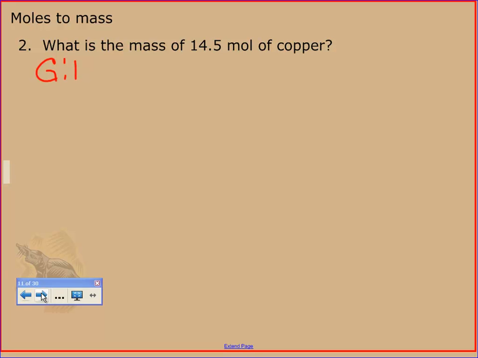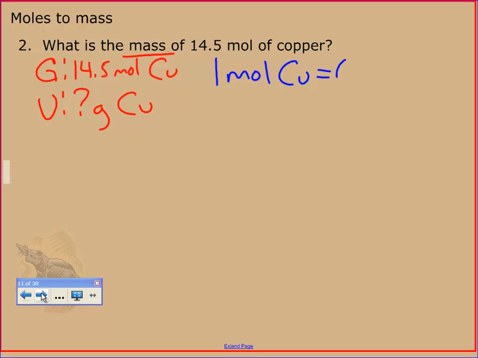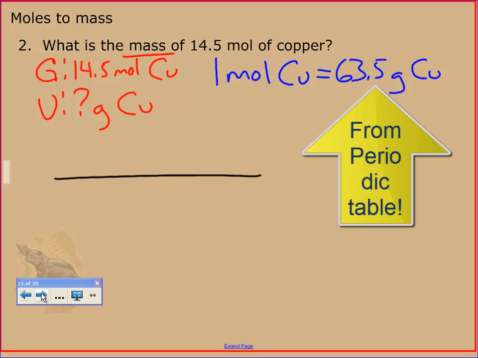Now what you'll notice about these problems is that the conversion factor that we use, the equality that we use, is different in each case because aluminum has a certain gram atomic mass, copper has a different one. So we're going to use a different one in this case. Given 14.5 moles of copper, if it says mass, that means we're looking for grams. When you see mass in chemistry, you want to think of grams usually, unless it tells you something else. 1 mole of copper is equal to 63.5 grams of copper. Again, from the periodic table. That doesn't just come from nowhere.